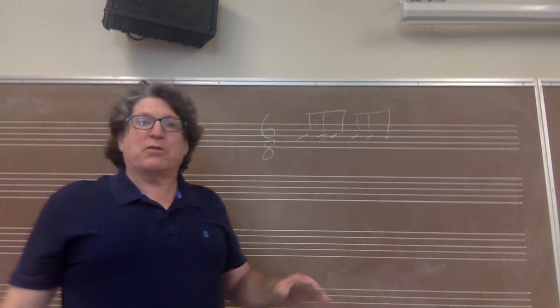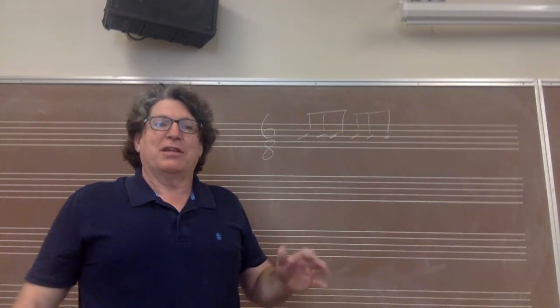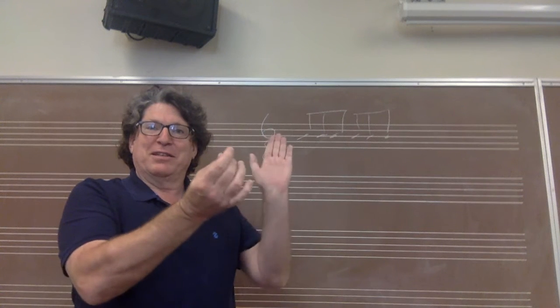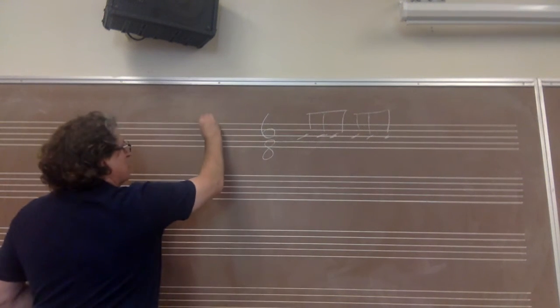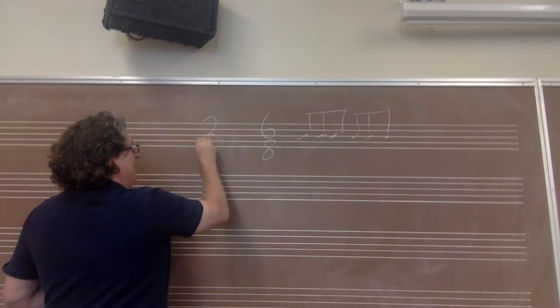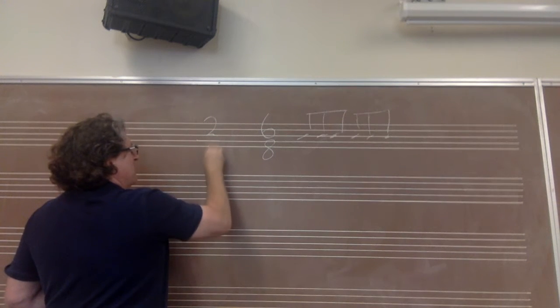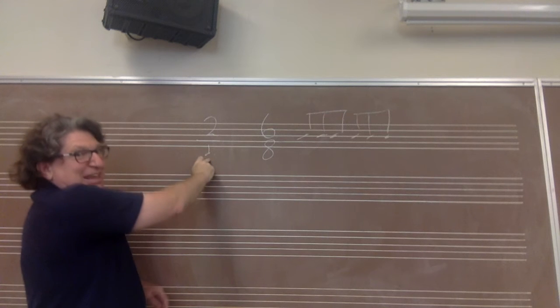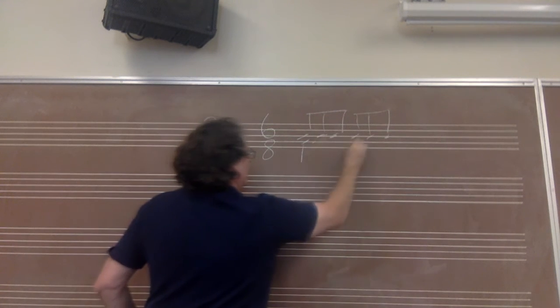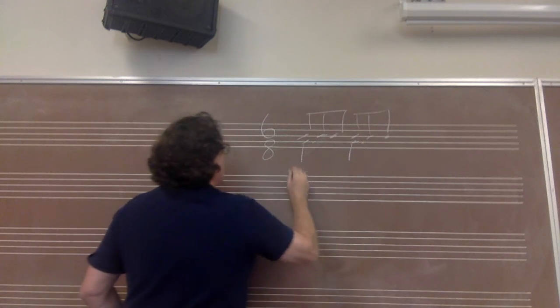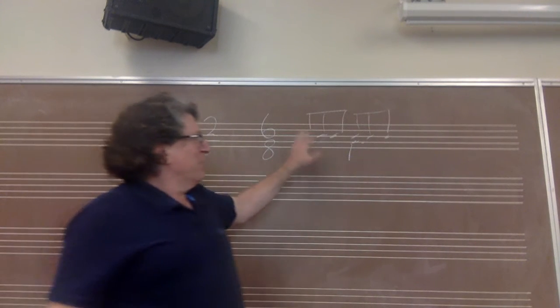But if it's fast, I don't count 1, 2, 3, 4, 5, 6. I count 1, 2. So I count this as if it's in 2, where the beat note is a dotted quarter. It's hard to notate that. I don't know how to write a quarter with a dot, but it looks like this. The rhythm is 1, 2. So this is a 2 feel.